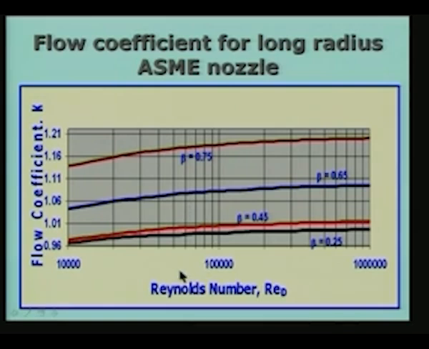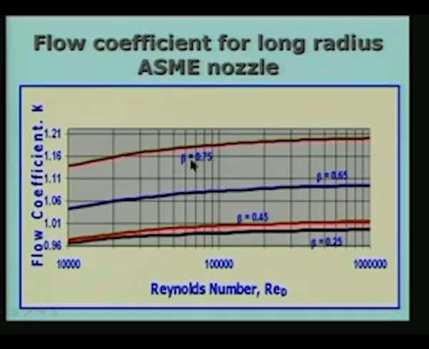So the flow coefficient for the long radius ASME nozzle is again shown here. If you remember, the flow coefficient is nothing but the product of the coefficient of discharge and the velocity of approach factor, and the velocity of approach factor is given by 1 over square root of 1 minus (a2 by a1) whole squared. a2 by a1 is now (d by D) whole squared, because area is proportional to diameter squared, and therefore the velocity of approach factor is nothing but 1 over square root of 1 minus beta to the power of 4. We can easily see that.